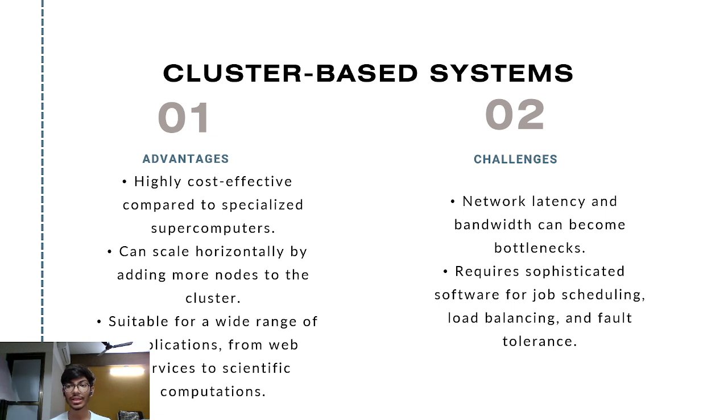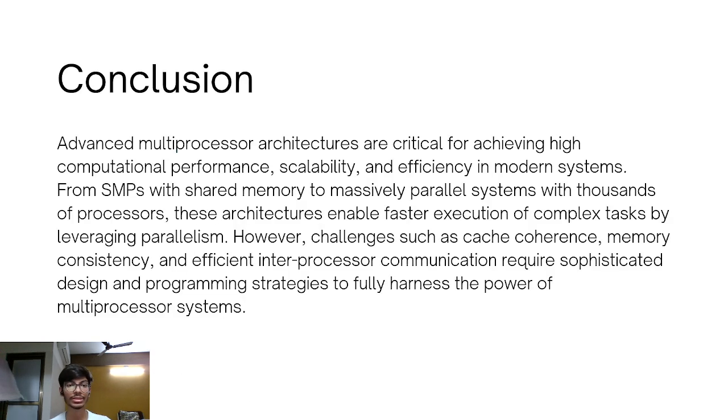The challenges: network latency and bandwidth can become a bottleneck. They require sophisticated software for job scheduling, load balancing, and fault tolerance. The conclusion of today's lecture is that advanced multiprocessor architectures are critical for achieving high-speed computation performance, scalability, and efficiency in modern systems. From SMP with shared memory to massively parallel systems with thousands of processors, these architectures enable faster execution of complex tasks by leveraging parallelism.